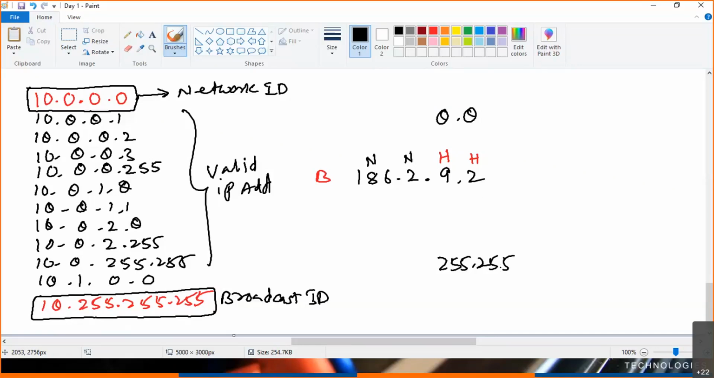Even if you cross-check with the Class A example, the first octet is network, then host, host, host. The three host octets we made zeros is the network ID. With all three host portions as 255, it is the broadcast ID. Now, what will be the network ID of this IP address? Tell me.